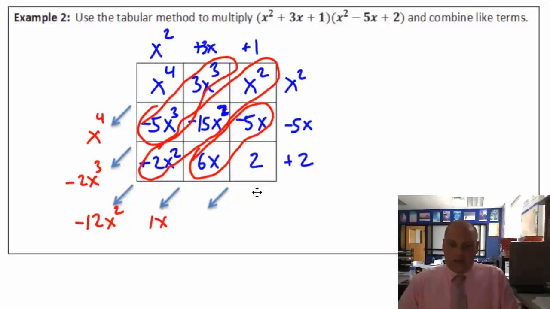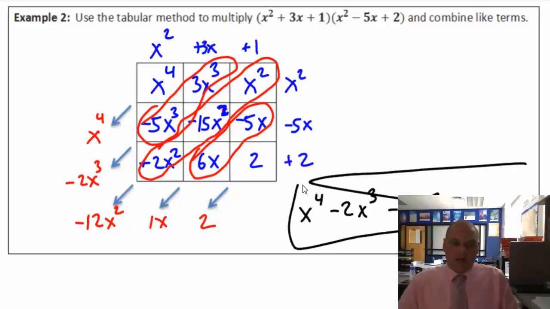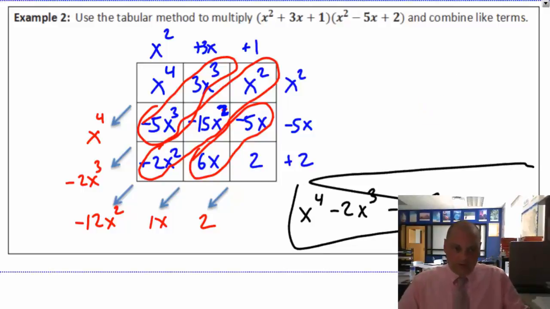1x and then 2. So my product here, final answer, is going to be x to the 4th minus 2x to the 3rd minus 12x squared plus 1x plus 2. All right, that is your multiplied, sorry about that. Your next screen press will be a right click.